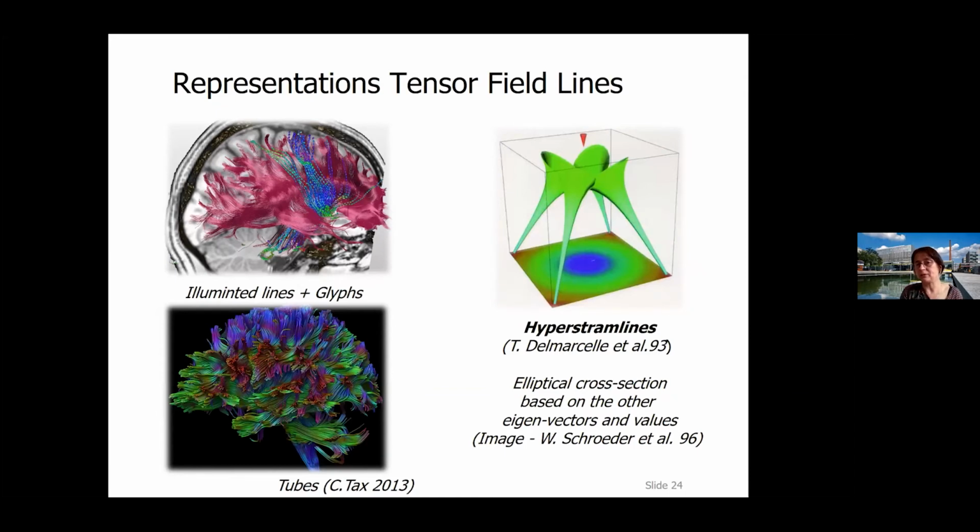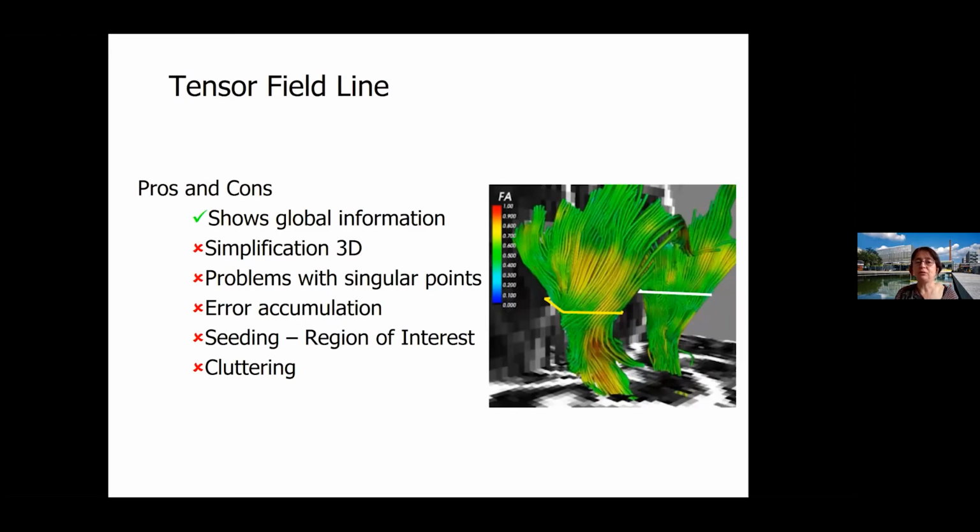Because when you do tractography in the way I just described, you also lose information, right? You are just following the path, you are just following the main eigenvector and you are disregarding the other directions. So these tensor field lines show more global information, right? Because we are reconstructing more what a doctor or a clinician or anatomist would expect the white matter to look like.